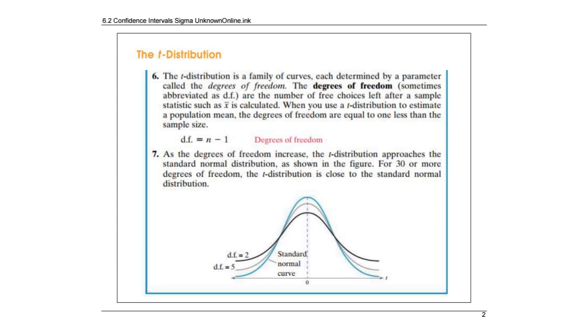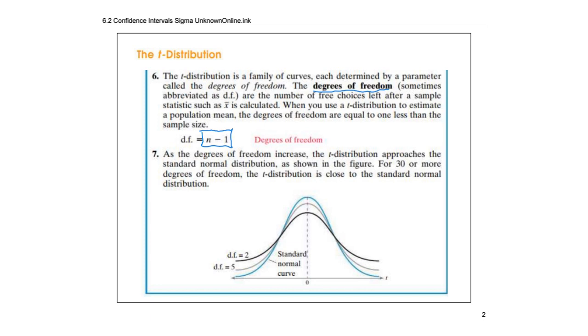With the t-distribution, we're going to need what we call degrees of freedom. That's right here. The degrees of freedom is the number of free choices we have left after a sample statistic, like the sample mean, is calculated. So for us in this class, our degrees of freedom is going to be equal to n minus 1, and that is on your resource sheet. We're going to take the sample size and subtract 1 from that.